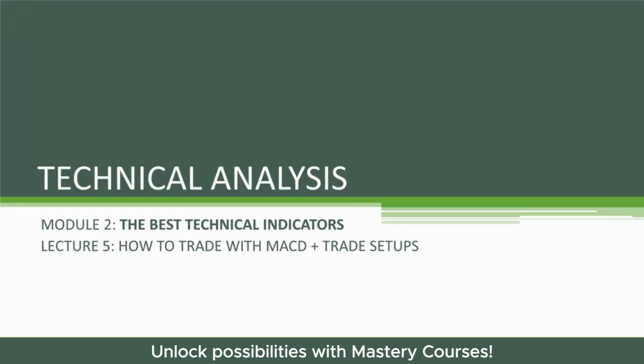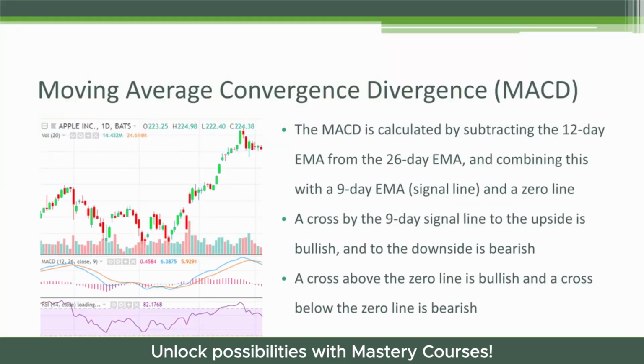We're going to continue our discussion around technical indicators, and we're going to be talking about the Moving Average Convergence Divergence indicator, or the MACD. So let's jump right into the MACD. If you remember a couple of lessons ago, we talked about exponential moving averages. The MACD is a combination of a couple of different exponential moving averages.